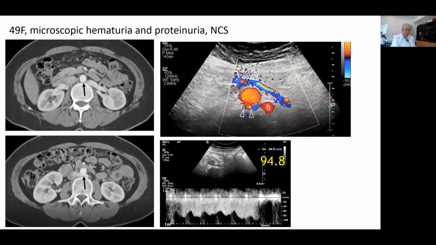Another patient with a posterior Nutcracker, a 49-year-old woman with microscopic hematuria and proteinuria. CT images show a severely narrowed retroaortic left renal vein between the aorta and the vertebra and jetting of contrast opacified flow. And Doppler ultrasound also shows retroaortic left renal vein with high velocity flow here, and peak flow velocity was 94.8 centimeters per second.